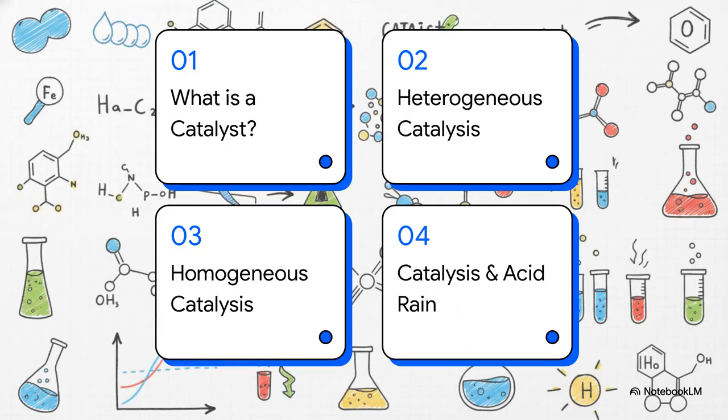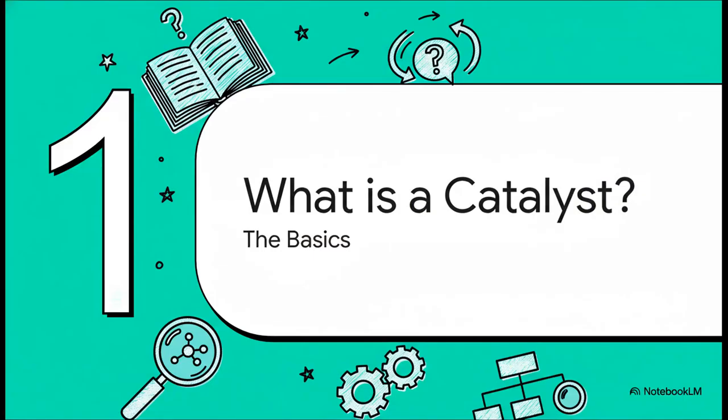We'll kick things off with a solid definition. Then we'll jump into the two main types, heterogeneous and homogeneous. We'll use the specific examples from your course, and then we'll see how it all connects to a huge real-world issue, acid rain.